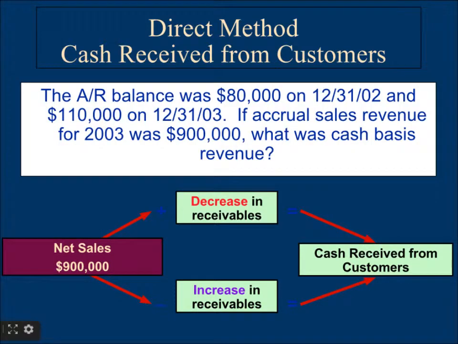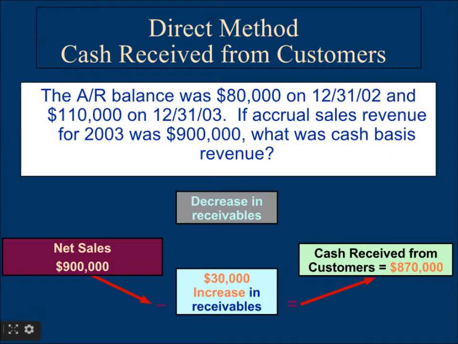The account receivable balance was 80,000 on December 31st, 2002 and 110,000 on December 31st, 2003. If accrual sales revenue for 2003 was 900,000, what was the cash basis revenue? So net sales is 900,000. We know the formula as we learnt in the last slide. We have to add the decrease in receivables and deduct the increase in receivable to get the cash received from the customer.